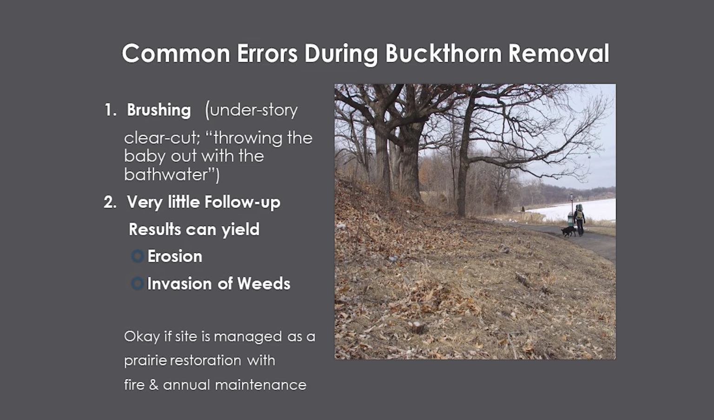Okay, so now common errors during buckthorn removal. Oh my gosh, there's so many errors. This is one of those clear cuts that I was telling about. Now, where would clear cut be acceptable? If you were going to be restoring real prairie and real savanna and really intensively managing, on top of all the weeds, burning it on a regular basis, weeding constantly, putting the proper seeds down, that is acceptable as long as it's not on a steep slope. But if you do this on a steep slope and you're not going to be managing it intensely, you are setting it up for kind of a mess.